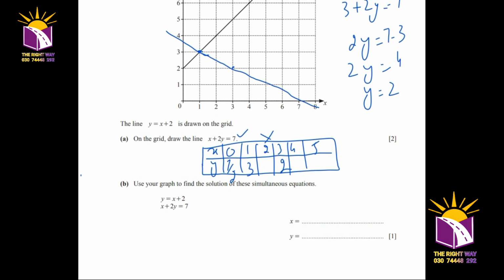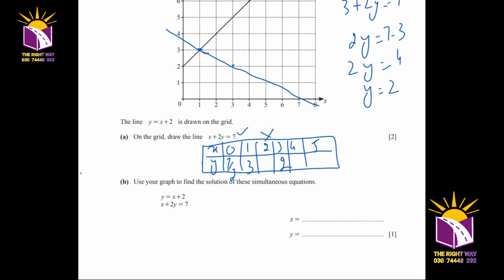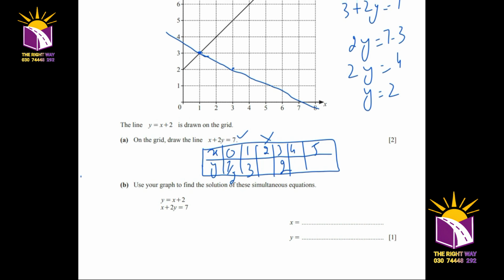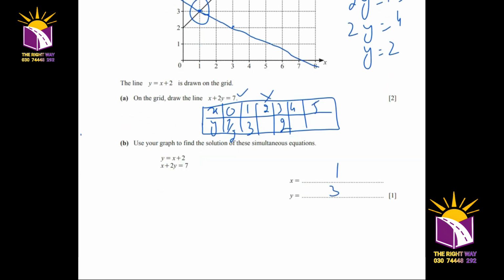Next, use your graph to find the solution of the simultaneous equations x plus 2y equal to 7 and y is equal to x plus 2. Now from the graph we know that the point of intersection is the solution of the simultaneous equations. So at the point of intersection x is 1 and y is 3. So 1 and 3 are our solution.